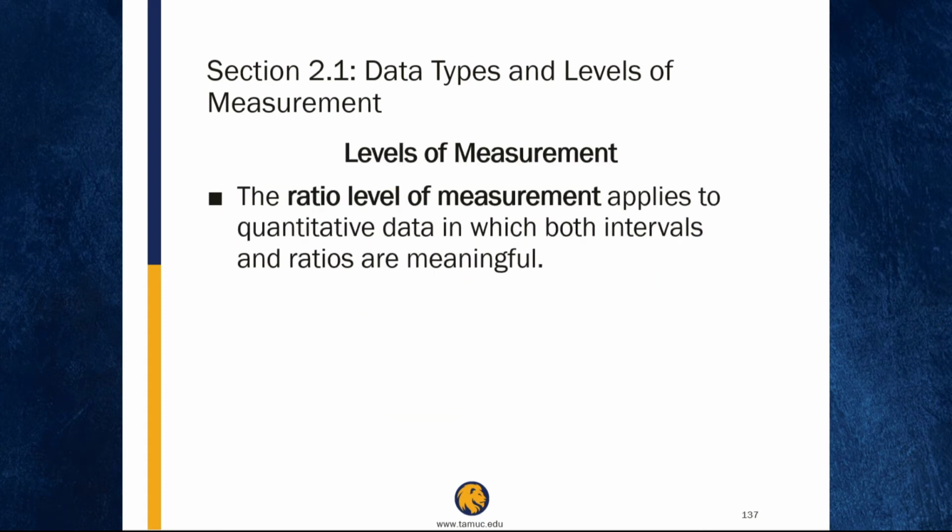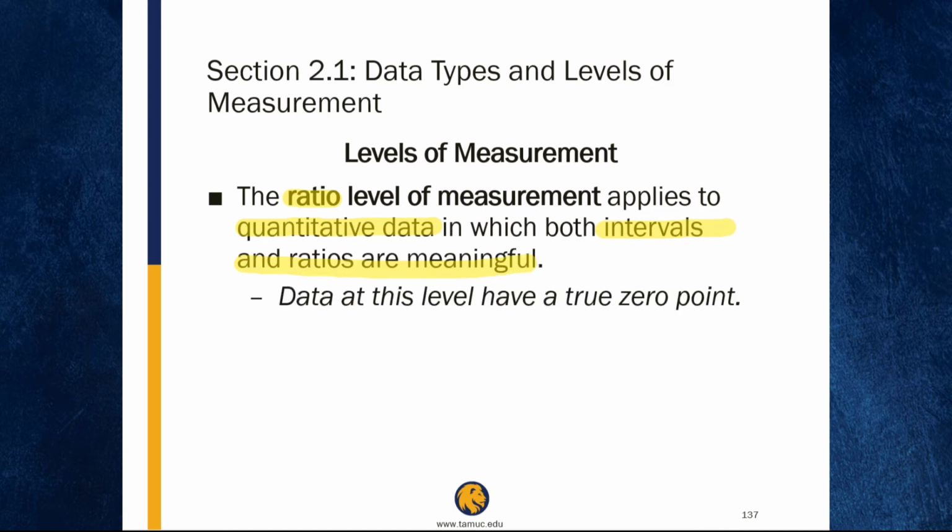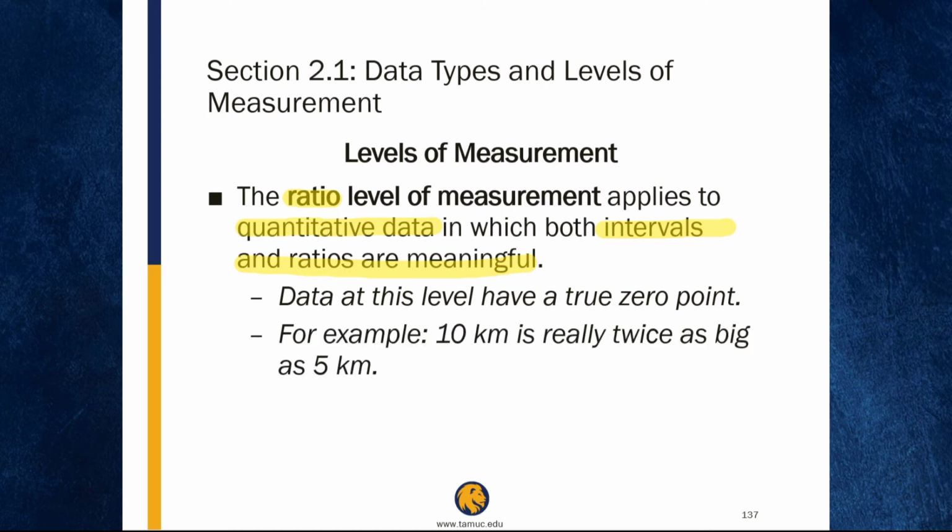Now, ratio level of measurement applies also to quantitative data where both intervals and ratios are meaningful. Data at the ratio level has a true 0 point. 0 does mean that nothing physically is being measured. So for example, 10 kilometers is really twice as big as 5 kilometers because it measures at the ratio level, and 0 kilometers means literally nothing, no kilometers measured.